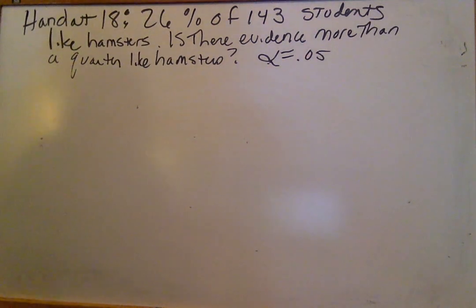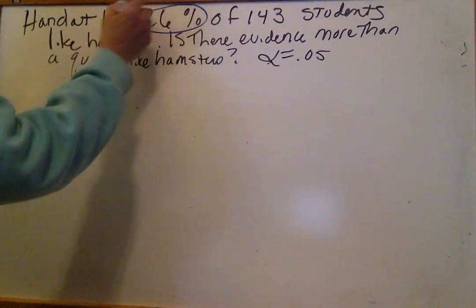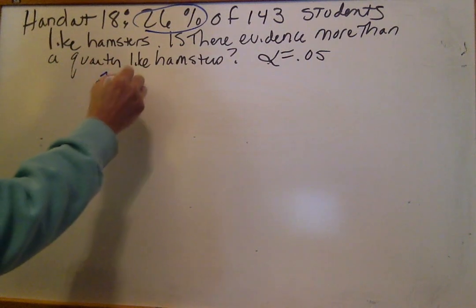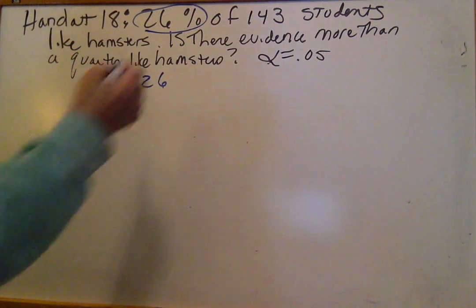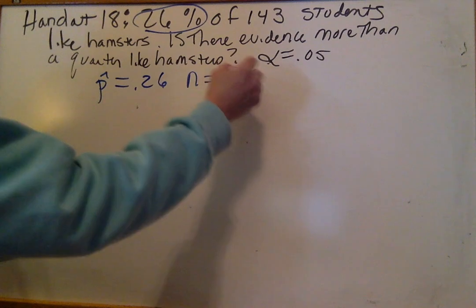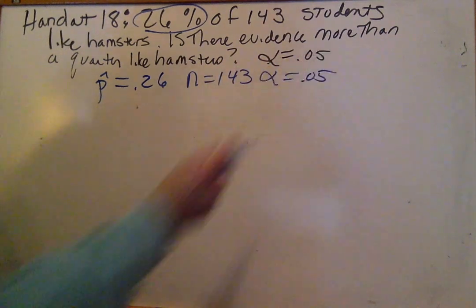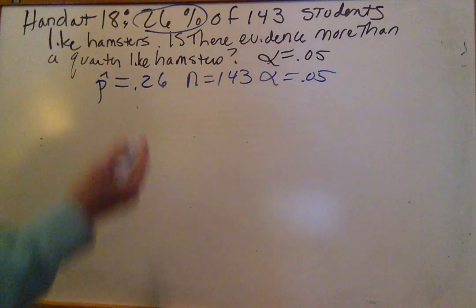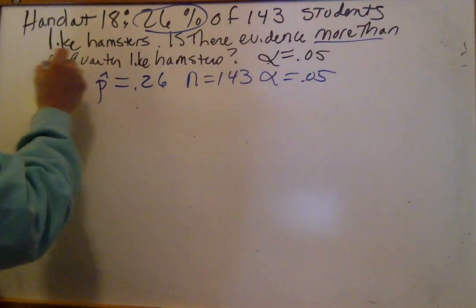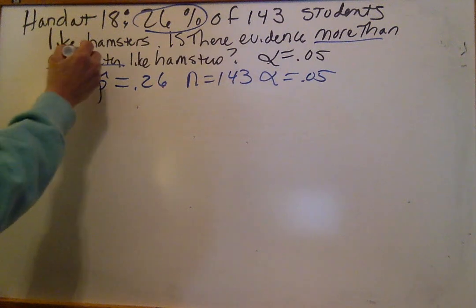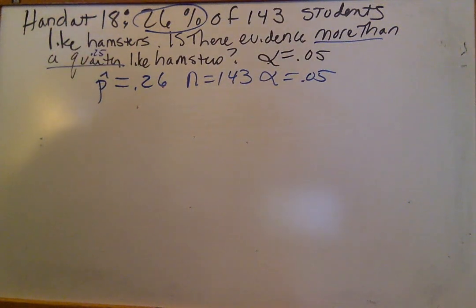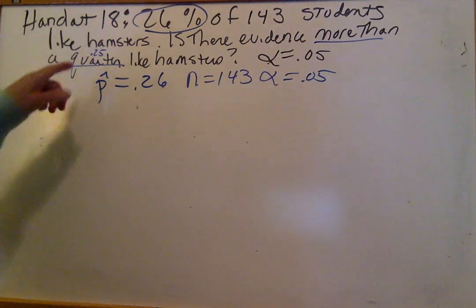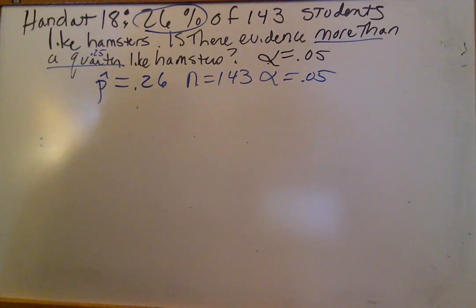All right, so let's make sure we know. This one is percent form. So I immediately know what my p hat is. I know my n is 143, alpha is 0.05, and where is the question? Because the question is going into HA, right? More than a quarter. Hopefully you know that a quarter is 0.25. I know I'm sitting at 0.26. I also know that, yes, that is technically more than 0.25, but that's probably just random variability.